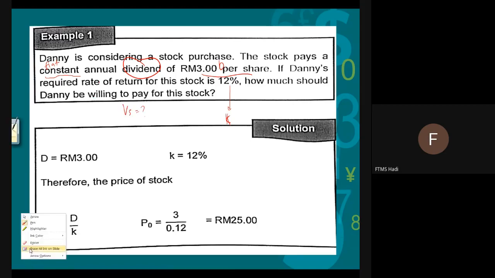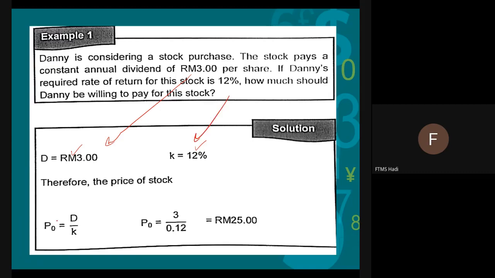So the formula will be D is 3 ringgit, K is 12%. The price of the stock, VO, also known as VS, is D divided by K, so 3 divided by 0.12. Why? Because 12% divided by 100 becomes 0.12. If you press the calculator, you will get 25 ringgit. That is the share price for that company. So that is the simplest one, usually 2 marks only.